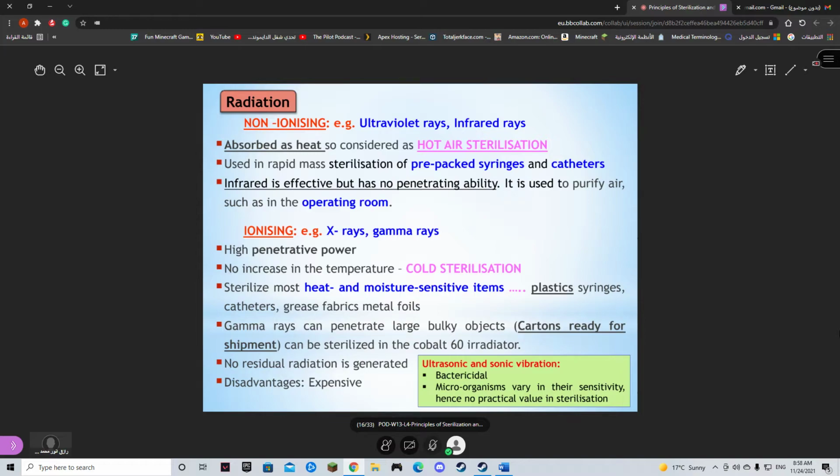Radiation, two types of radiation. One is hot radiation, one is cool radiation. Hot radiation, because some heat is evolved from here. Once you are using the ultraviolet rays, generally that we are using in the biosafety cabinet, as I showed you, the big machine inside the lab over there. And also you can put this one in the operating room.